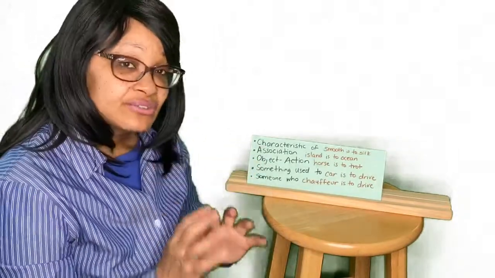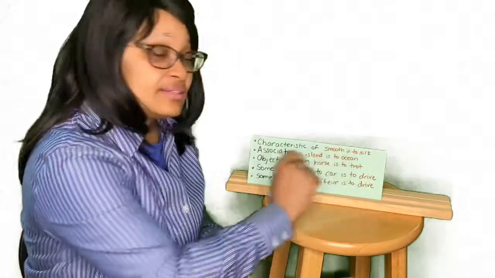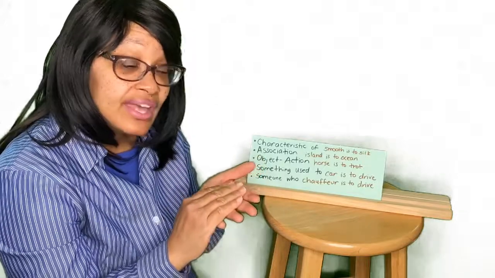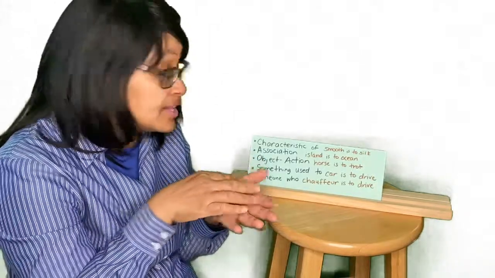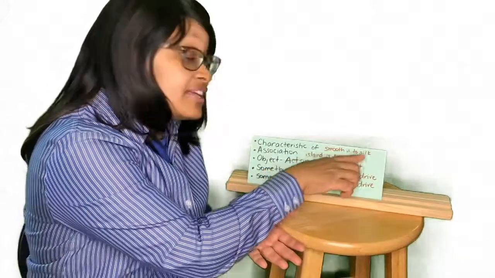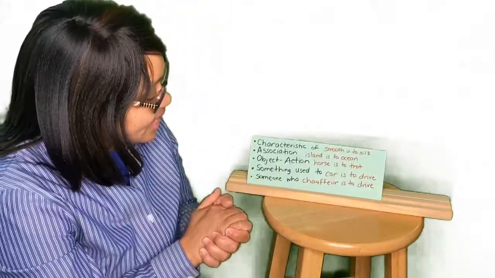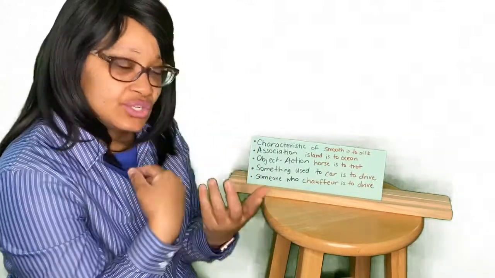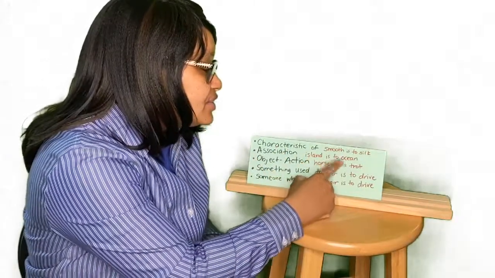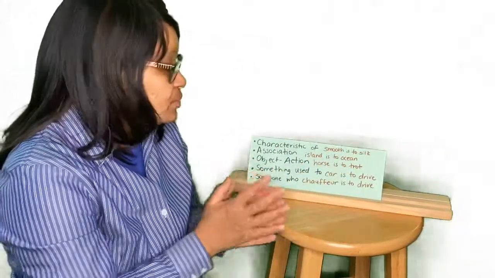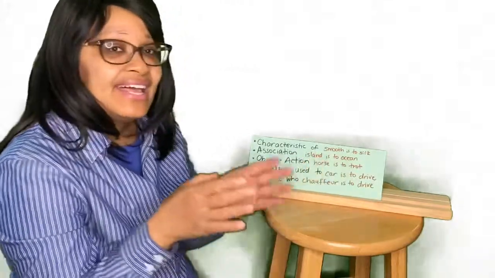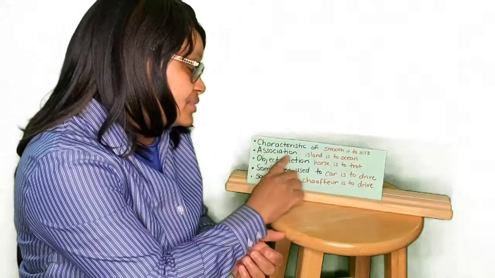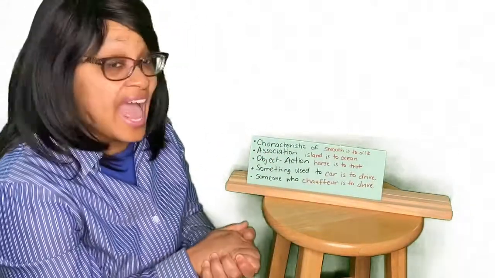If we're looking at the characteristic, then we can say smooth is to silk. So now they both are similar. You have smooth, and then silk itself is smooth. So smooth is a characteristic of silk. And then you can have association. Association is what you are linked to. So an island is to ocean. So the association between an island and an ocean is that an island is surrounded by an ocean. So that's that association.